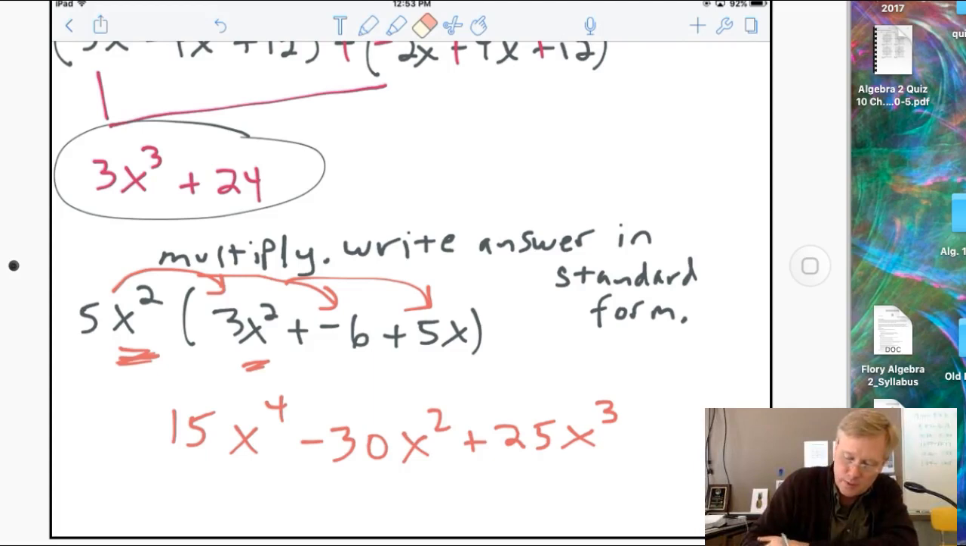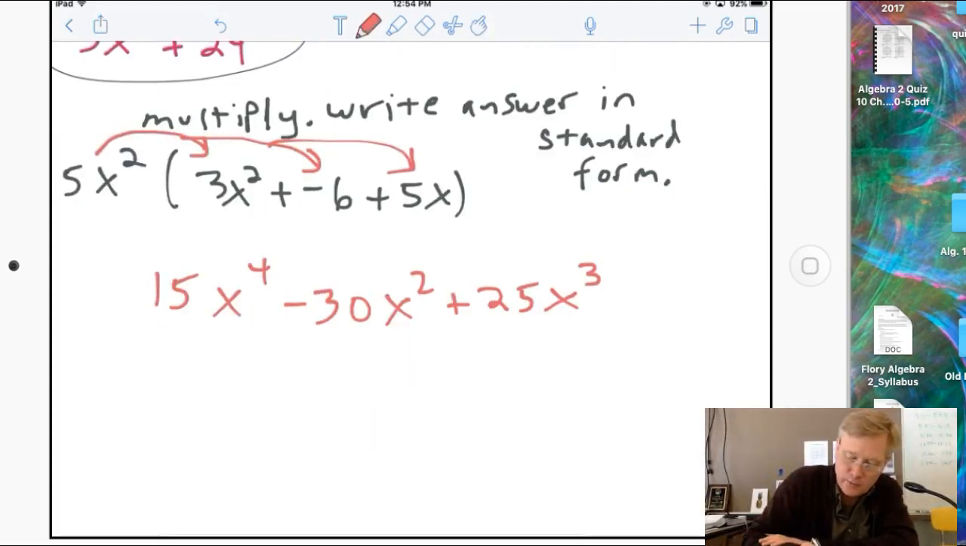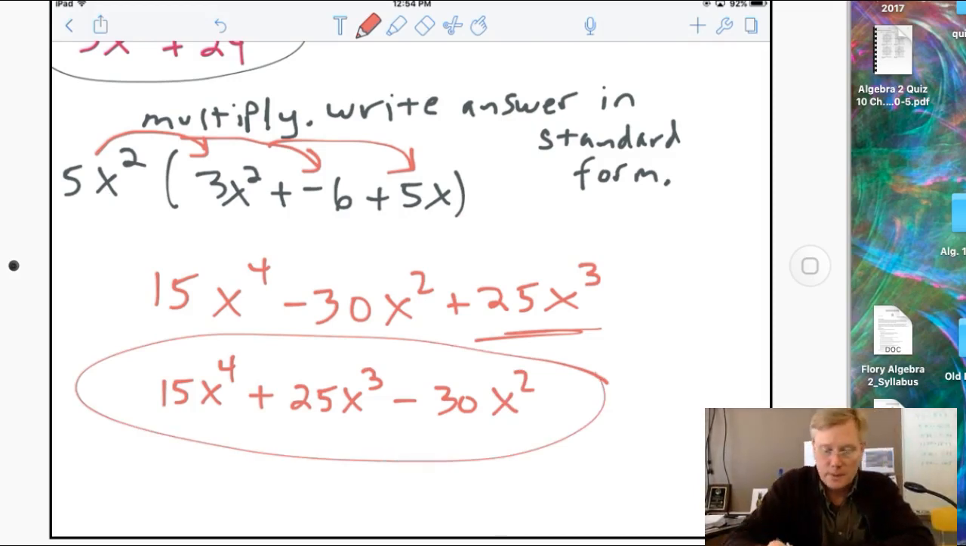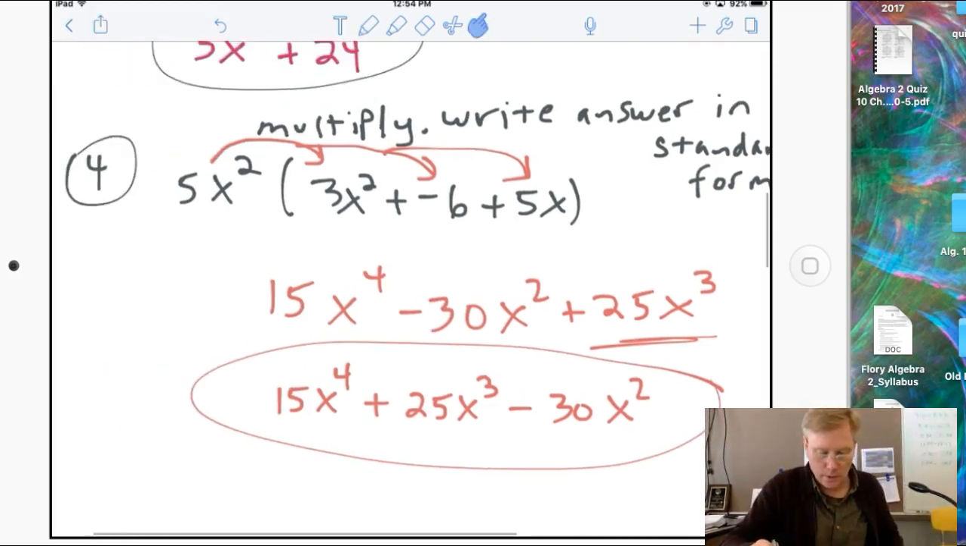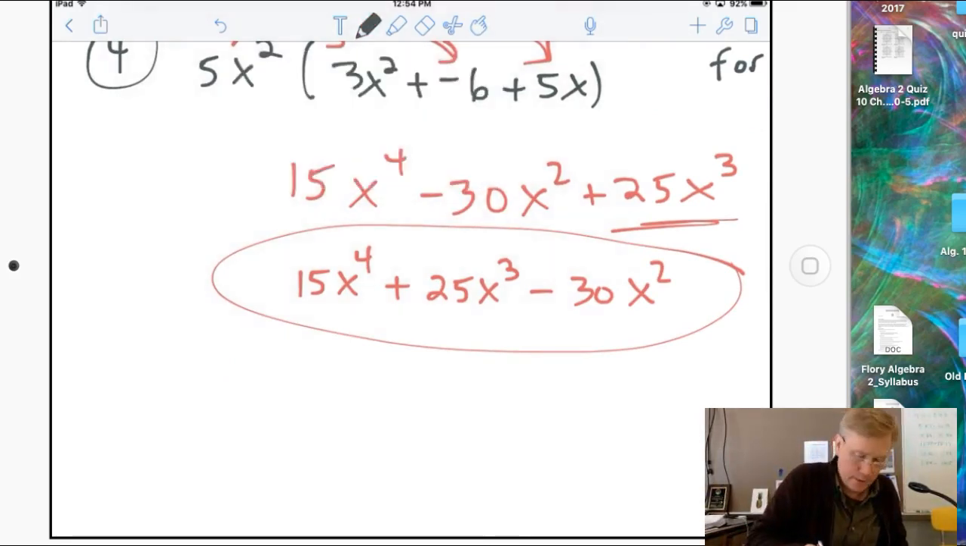Okay, now I'm not quite done because they ask for the answer in standard form, which means I want to have the highest exponent first going down to the lowest one. So the x to the fourth is my highest exponent. That's my next highest, the third power one, so I'm going to go plus 25x to the third. And last but not least, 30x squared is the smallest, so that goes last, and that's it. All right, so that was number 4. I'm on to number 5. I got 8 problems today. Factor.